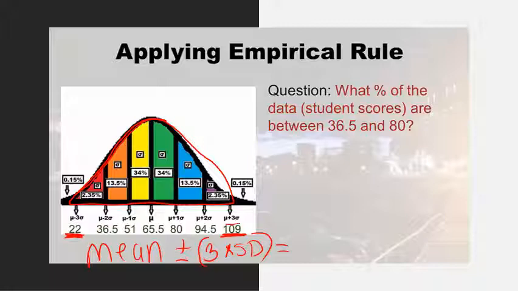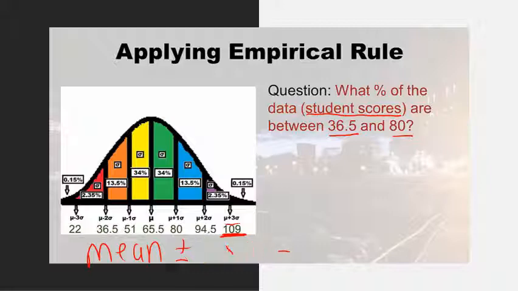Now let's look at some questions that can be asked about this type of situation. Question: what percent of the data, or student scores, because that's what we're looking at, are between 36.5 and 80? Let me erase all this to make it easier. So 36.5 is right here, and 80 is right here. That would mean this whole section of data.